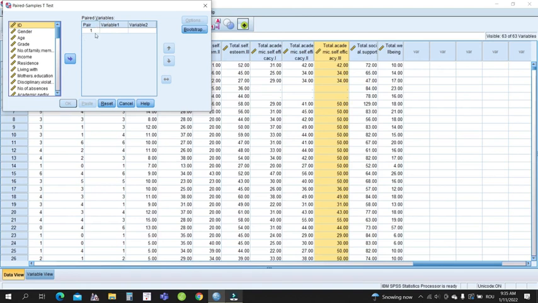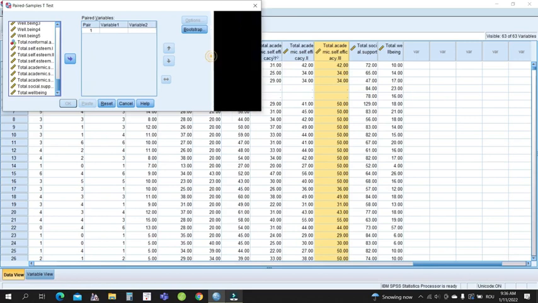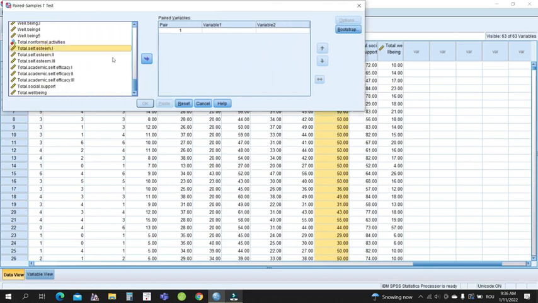So we have the pair number 1, where I will introduce the total self-esteem 1, which is the measurement for the first semester, and as variable 2, I will introduce total self-esteem 2, which is the measurement for the second semester. Then I will click OK.